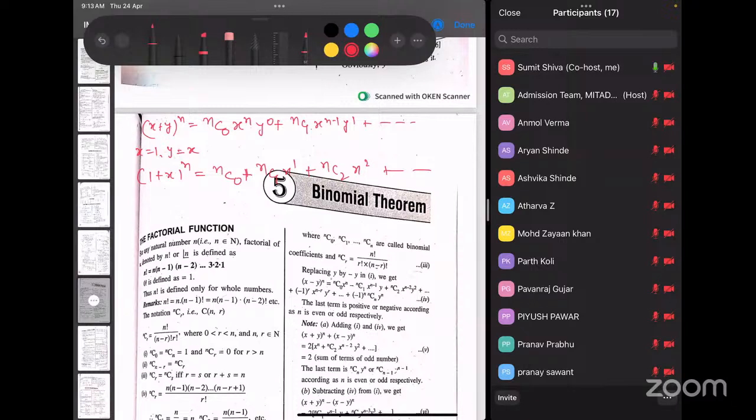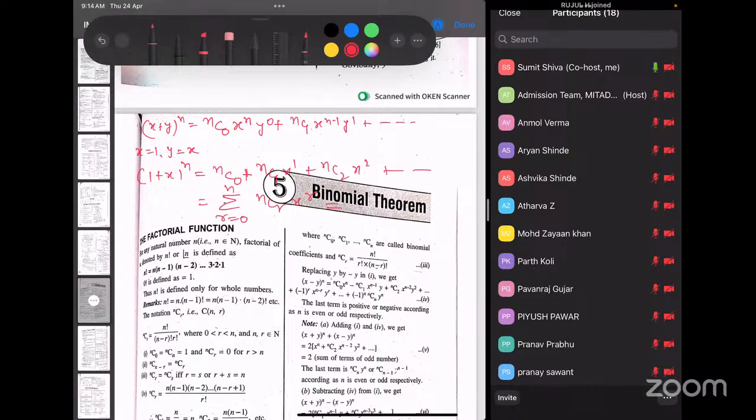(1 + x)^n will be nC0 x^0 + nC1 x^1 + nC2 x^2 + so on. And if you want to write it in general form, it will be summation nCr x^r, where r starts from 0 to n. This will be the general term for (1 + x)^n.